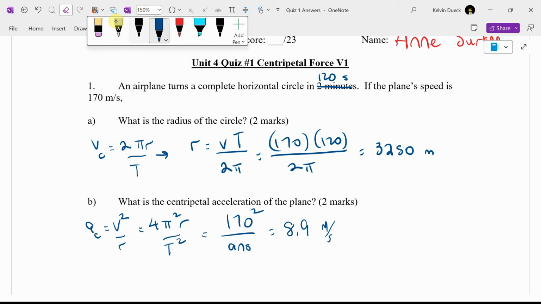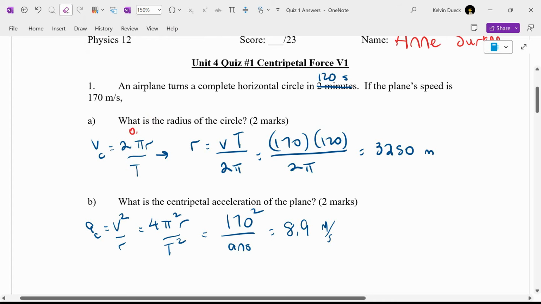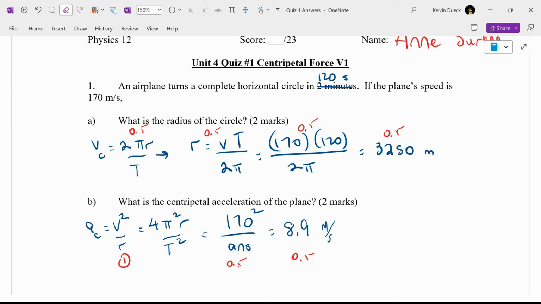In terms of part marks for number one, I would give you a half mark for that. For A, a half mark for that, half mark for that, and a half mark for the answer. But if you got it right, I'd give you 2 out of 2. Here, I'd give you 1 mark for that, half mark for that, and a half mark for the answer. And if you use the 4 pi squared r over T squared, you would get the same answer as well.